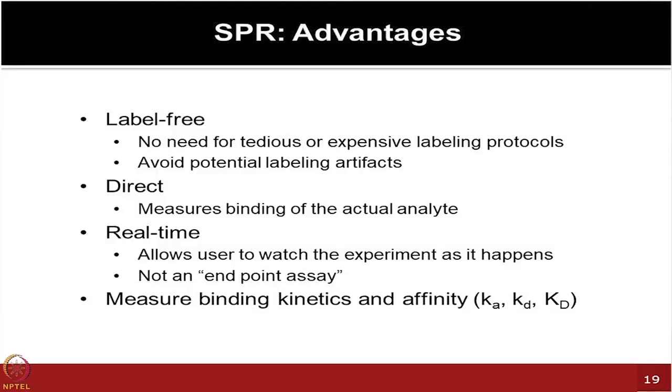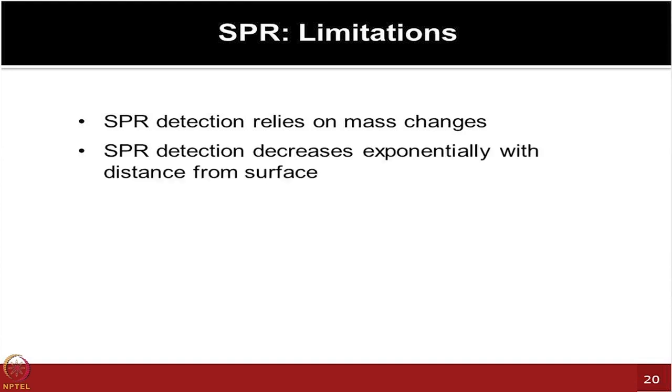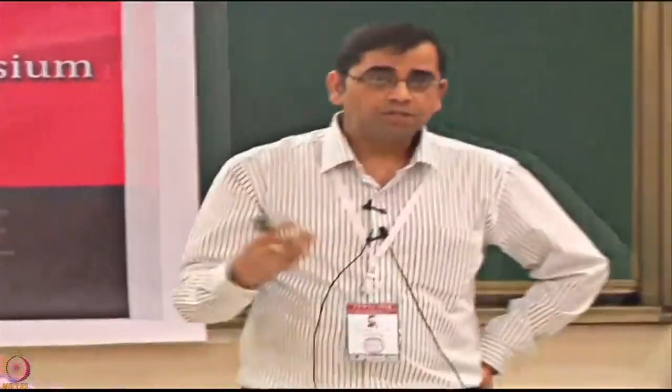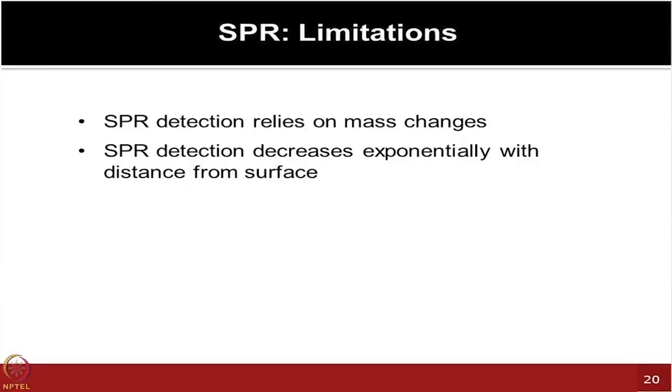All right, so we have talked about how there is a lot of merit for using these things, but of course there are limitations as well, because everything relies on looking at the mass changes. Sometimes this could also come from the bulk effect, so it may not be the actual binding happening from the molecules. When you are immobilizing the molecules, depending on their size, detection gets less or more sensitive, because exponentially, as the distance is further from the chip surface, you see a loss in the signal.